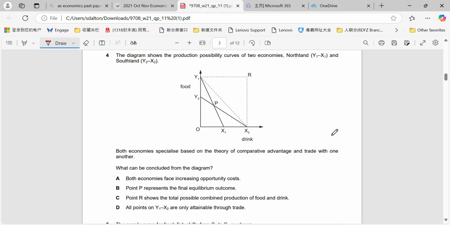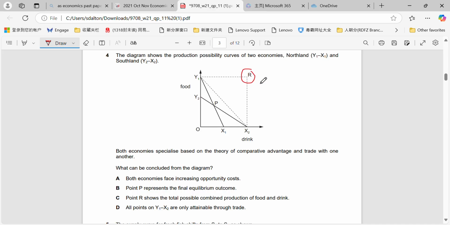Okay, so unusual to see this kind of question so early in an exam paper. If it's under the new syllabus, any of these types of questions will come probably around 23, 24, that kind of range. But what can be concluded from the diagram? So this is a trading possibility curve diagram. Okay, now straight away we can see that point R shows us the total combination that is possible.